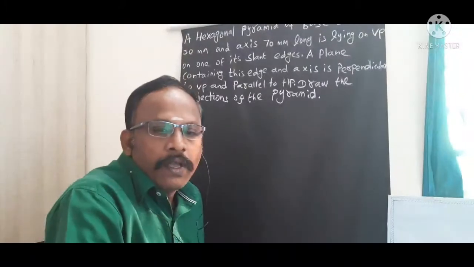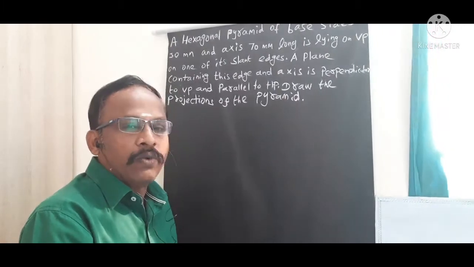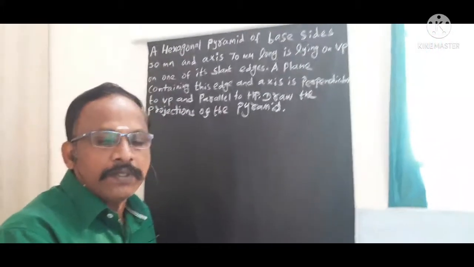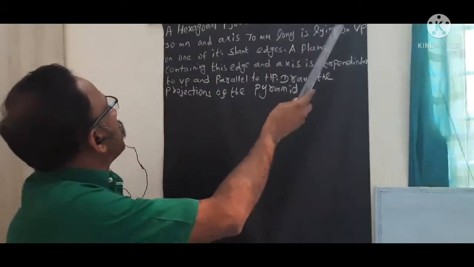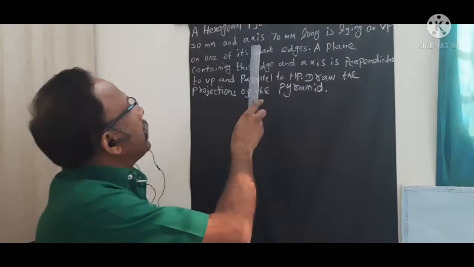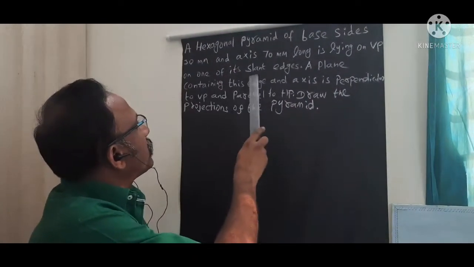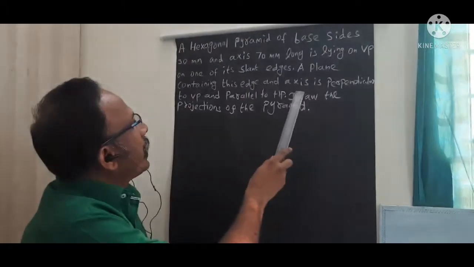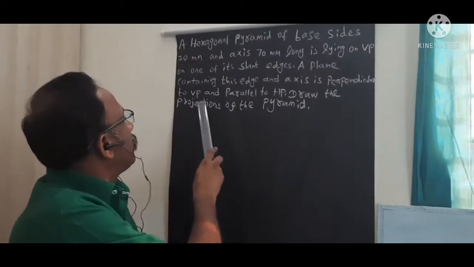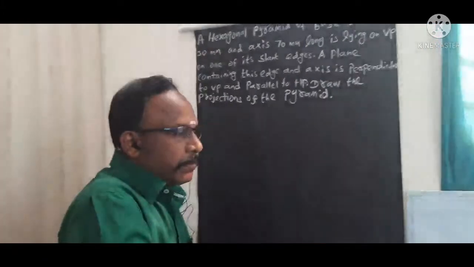So, welcome to the course Engineering Drawing. Today we are going to solve one problem in projection of solids. A hexagonal pyramid of base side 30 mm and axis 70 mm long is lying on VB on one of its slant edges. A plane containing this edge and axis is perpendicular to VB and parallel to HB. Draw the projections of the pyramid.